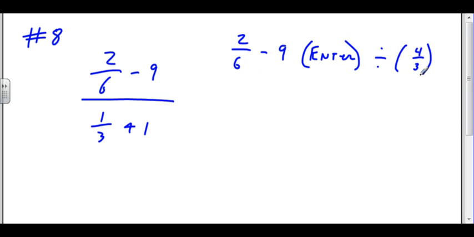2 over 6 minus, where's my minus key? Minus 9, enter, divided by 4 over 3, enter. And then I go second function change to a fraction, and I end up with minus 13 over 18. Okay, I don't think so. Do you think so? There's something wrong. I don't know what it is, but there's obviously something wrong.